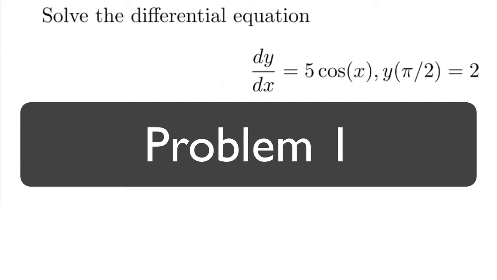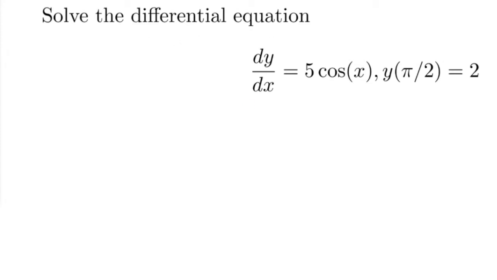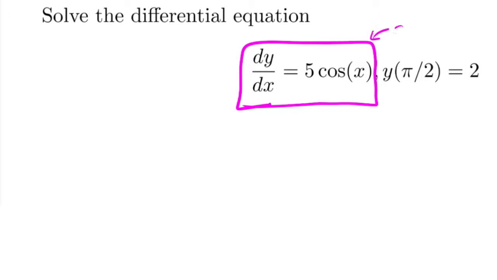Okay, so our first problem, we want to solve the following differential equation. We have this equation, and we know that y of pi over 2 is equal to 2. So the first thing is to find the antiderivative of this function. Because basically what this is saying, if you were to translate this into English, is: what's the function y so that its derivative is equal to 5 cosine of x? So it's asking you to just work backwards. And what's that function?